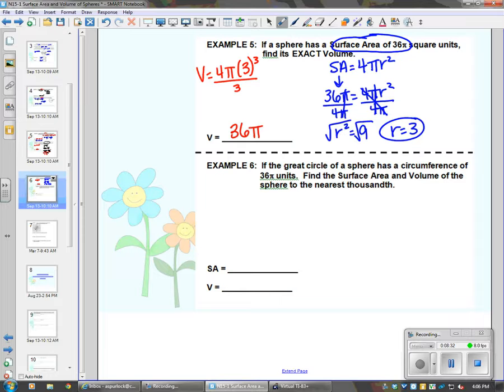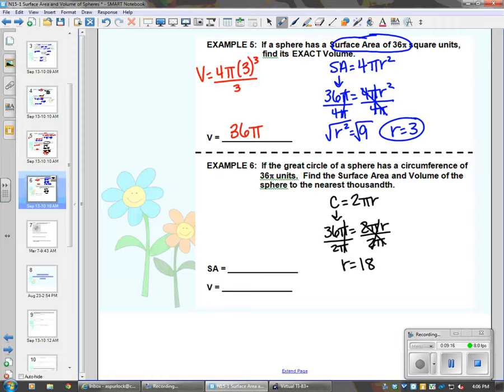All right, let's look at example 6. We're told the great circle of the sphere has a circumference of 36 pi. Remember, we can easily use that information to find the radius of not only the great circle, but also the sphere. I know the circumference, so I'm going to start by writing out the circumference formula. Circumference is 2 pi r, and we know the circumference is 36 pi. Then 2 pi r divided by 2 pi. Once again, the pi's cancel, so we are just left with r being 18.